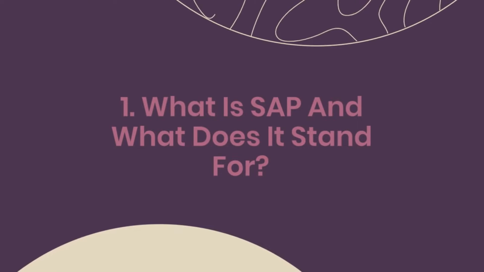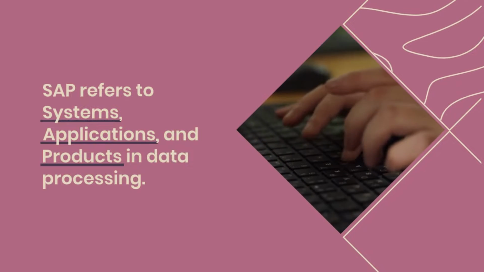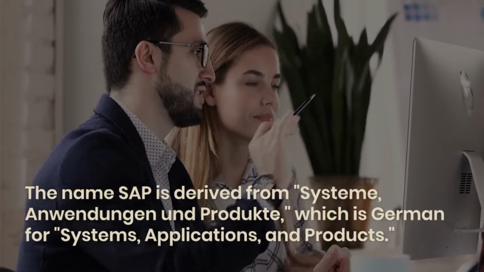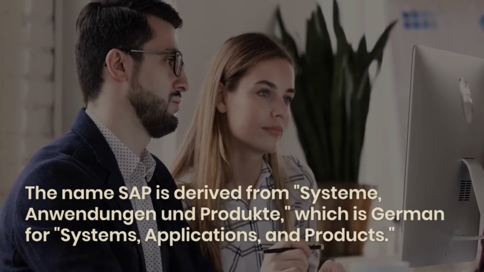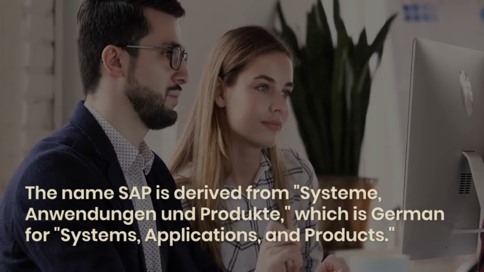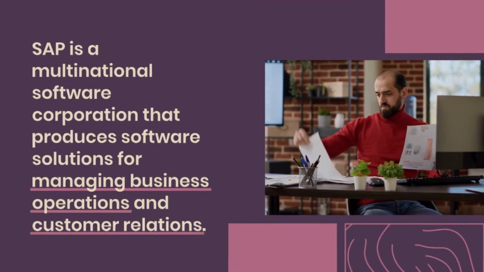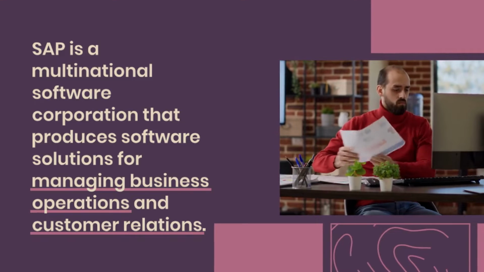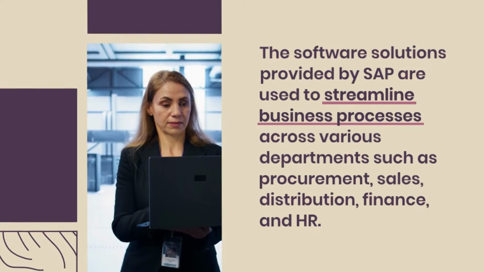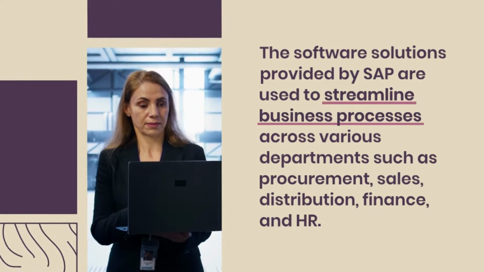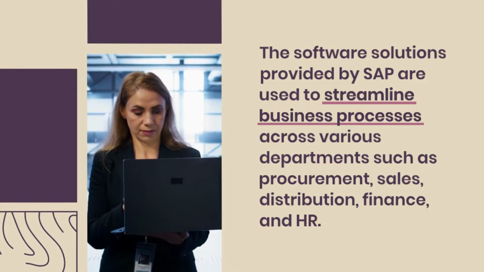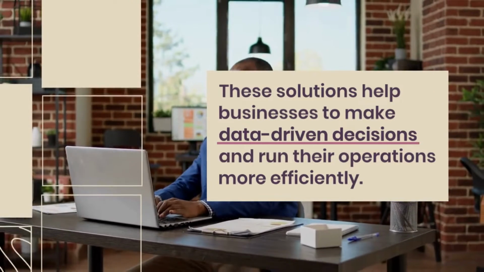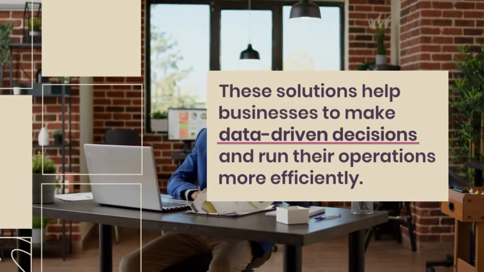1. What is SAP and what does it stand for? SAP refers to systems, applications, and products in data processing. The name SAP is derived from Systeme, Anwendungen und Produkte, which is German for systems, applications, and products. SAP is a multinational software corporation that produces software solutions for managing business operations and customer relations. The software solutions provided by SAP are used to streamline business processes across various departments such as procurement, sales, distribution, finance, and HR. These solutions help businesses to make data-driven decisions and run their operations more efficiently.